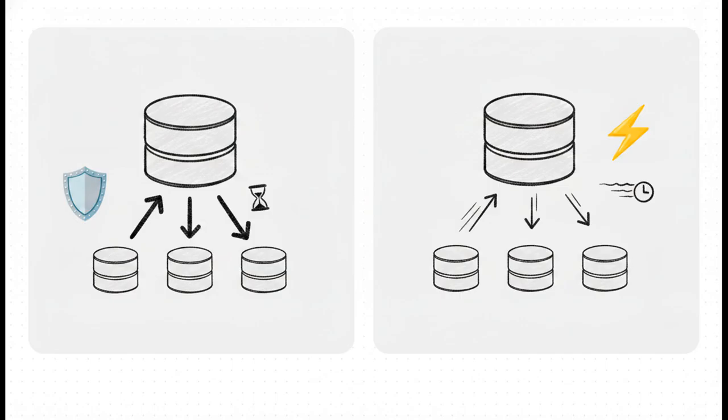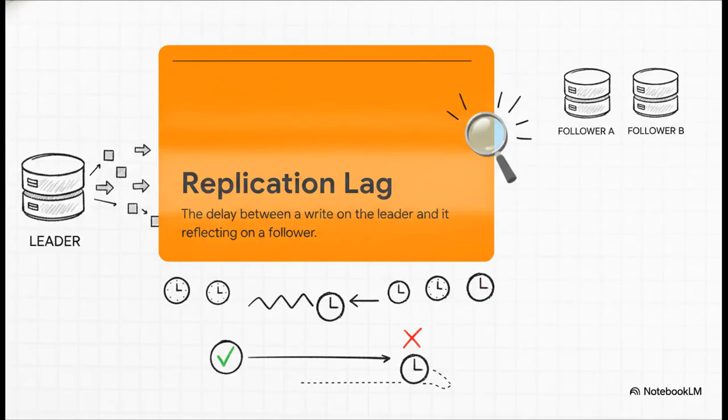So we have to use asynchronous replication. The leader sends the data out to the followers and immediately moves on with its life. It's incredibly fast, it scales beautifully, but it introduces a massive catch. It is highly prone to lag. Because we are relying on this asynchronous replication, running the exact same query on the leader and on a follower at the exact same millisecond might yield entirely different results.